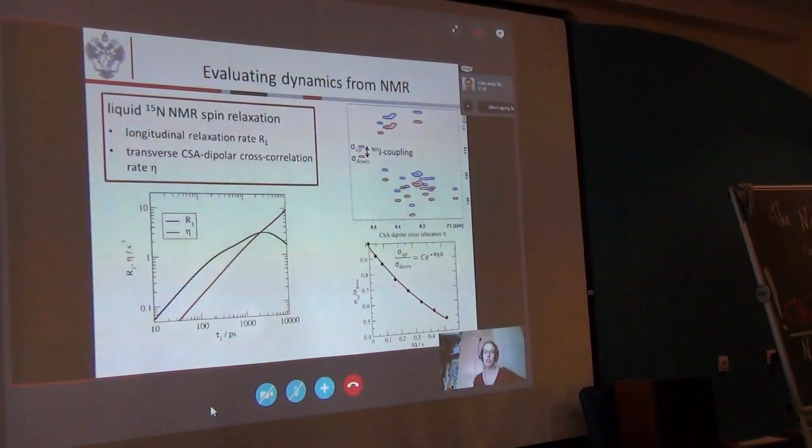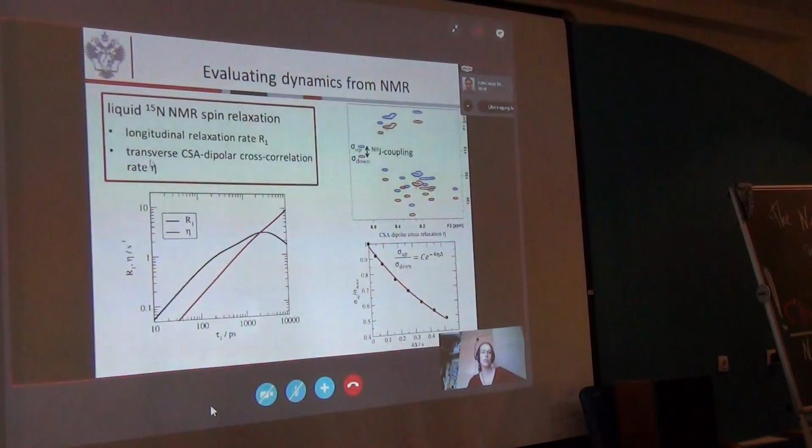We then measured spin relaxation, and the 2 parameters that we determined were the longitudinal relaxation rate R1 on one hand, and the dependence of this R1 as a function of the correlation time is very well known, and it's shown here just to remind you how it looks. So this is this well-known shape that has a maximum at a certain correlation time.